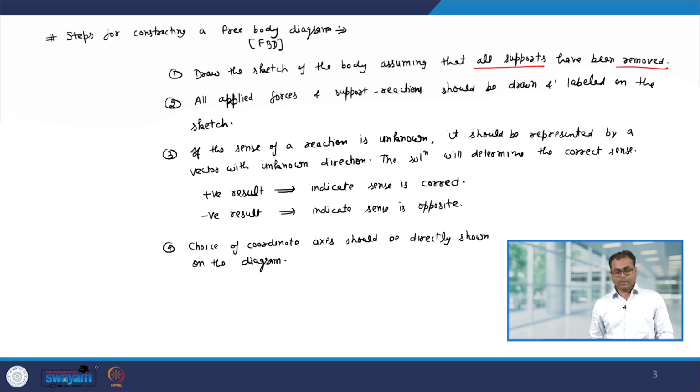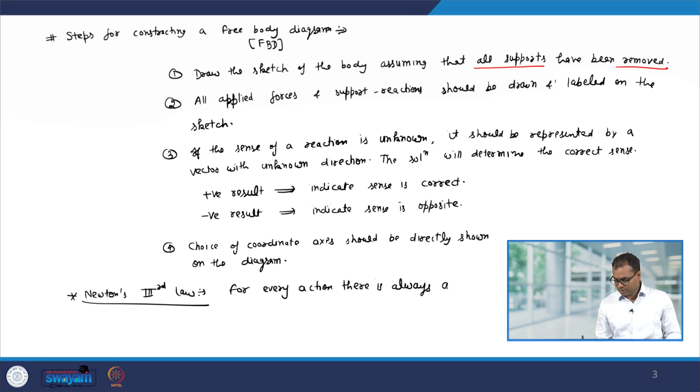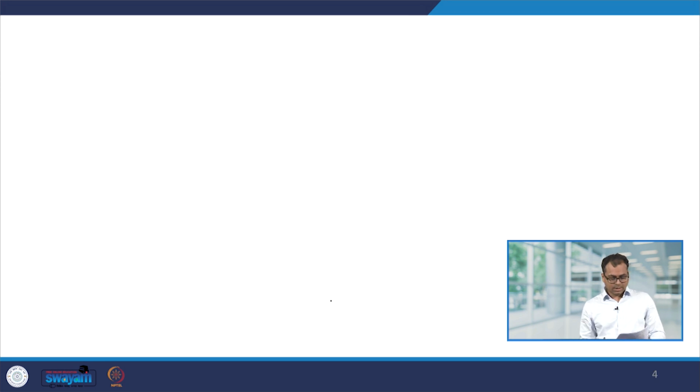Now, to make the free body diagram, we will also use Newton's third law. So, let me state it here. And all of us know this, for every action there is always an equal and opposite reaction.